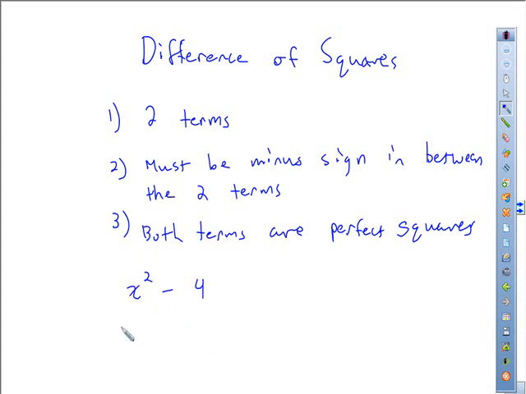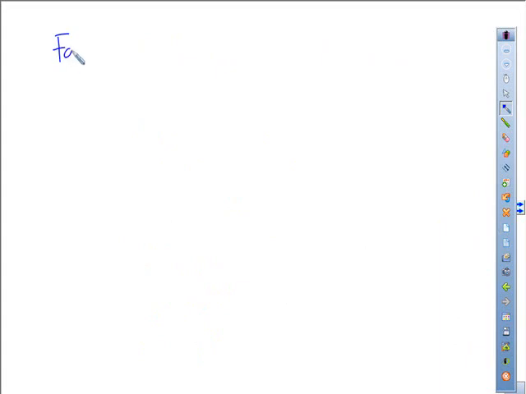Now what do I mean by perfect squares? That means, is there something squared that'll give you this? Yes, x. Is there something squared that will give you 4? Yes, 2. That's why these terms are considered perfect squares. So if there's something that can be squared to give you these terms, then these terms are considered perfect squares.